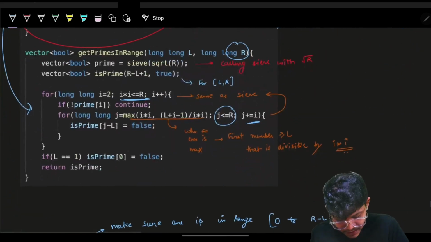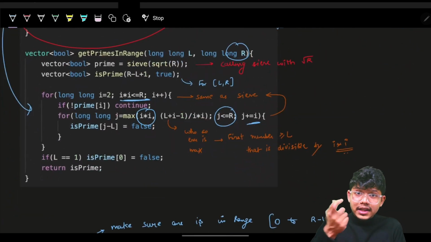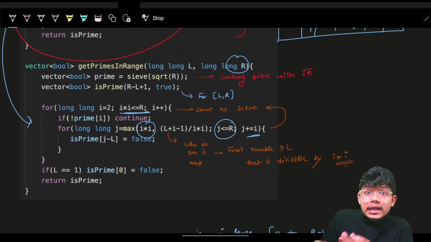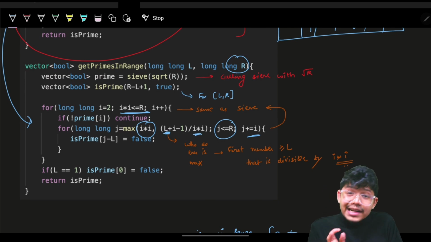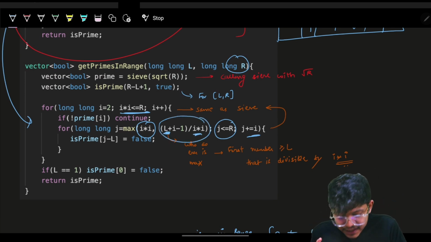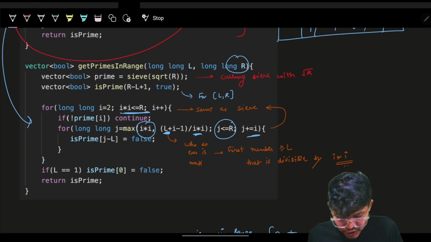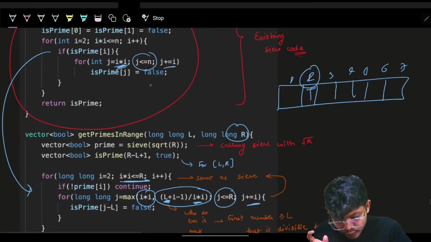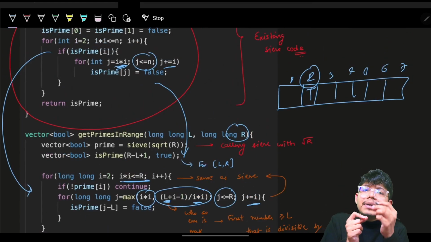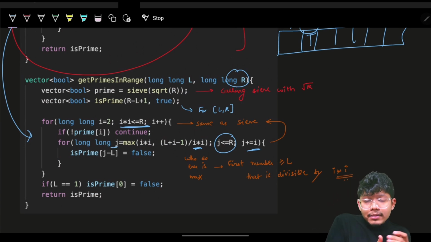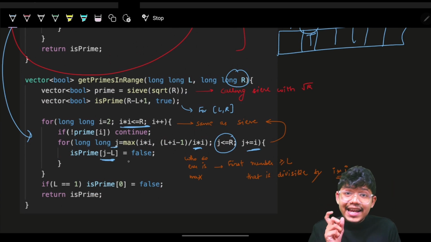So I'll say it should be the maximum of i into i, which I was doing earlier, but if i into i is small, then the first number which is more than my L and is a multiple of i. I'll get that number and I will start off from that number itself. So this is the small change you have to make from your sieve to a simple segmented sieve. And if that number j is not a prime number, mark j minus L as false.